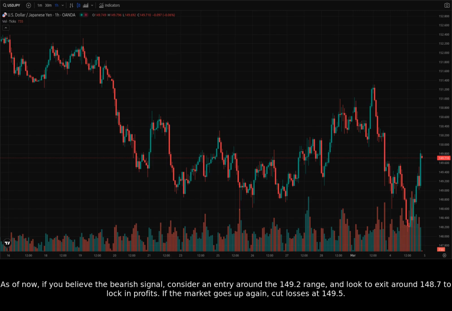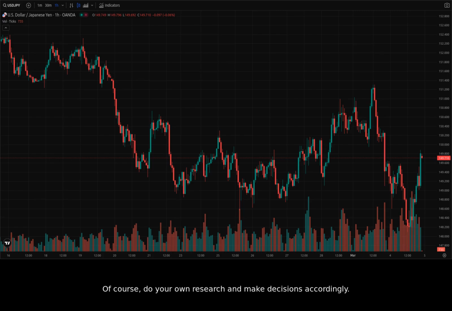As of now, if you believe the bearish signal, consider an entry around the 149.2 range and look to exit around 148.7 to lock in profits. If the market goes up again, cut losses at 149.5. Of course, do your own research and make decisions accordingly.